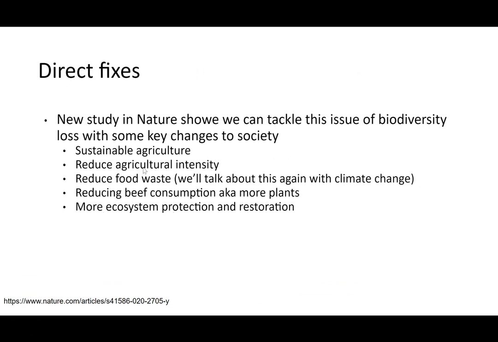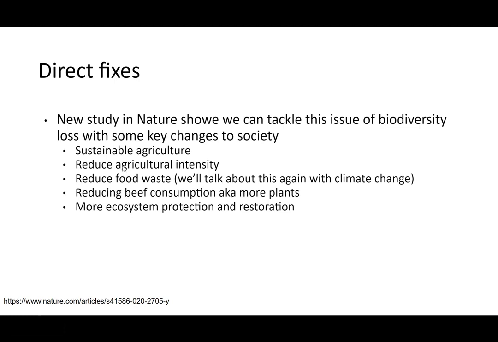Now, the reality is, how could we potentially fix this? There's this really great article that was published in Nature. If any of this interests you, definitely read it. It's a really, really big article, chock full of great information about this topic. But how can we fix our biodiversity problem? The reality is we could do some pretty easy things. I mean, they would be difficult to implement because people are stubborn, but relatively few number of things.